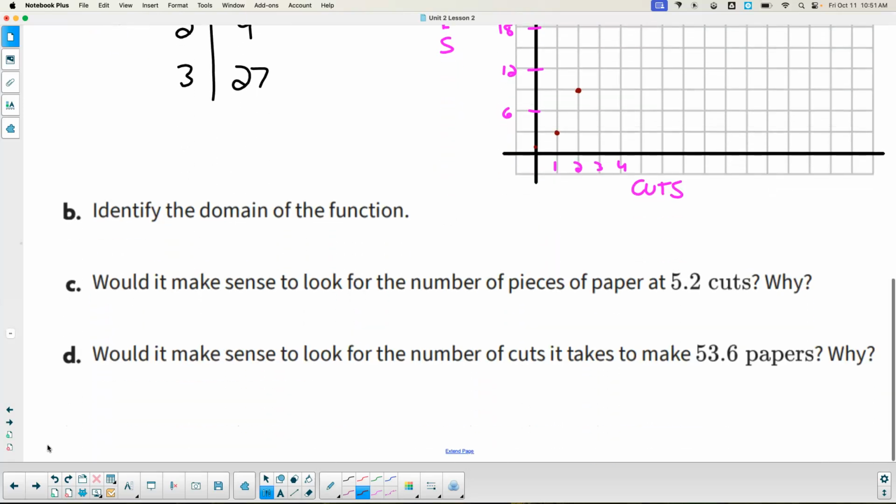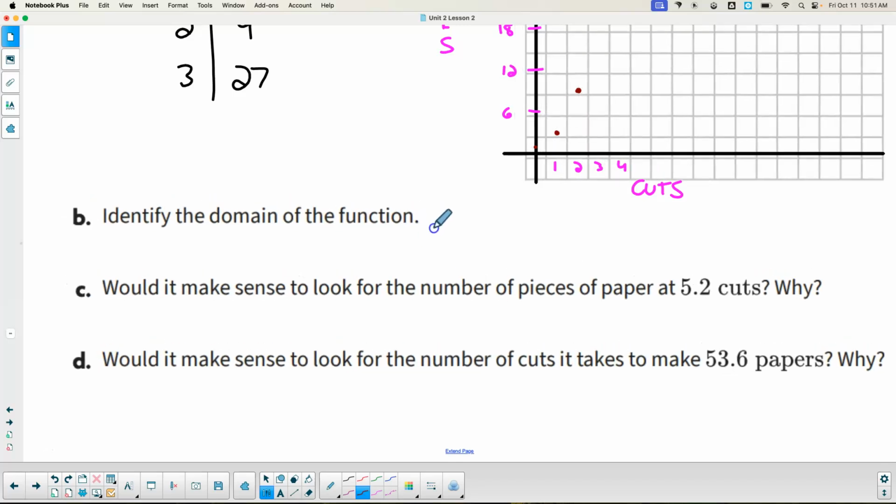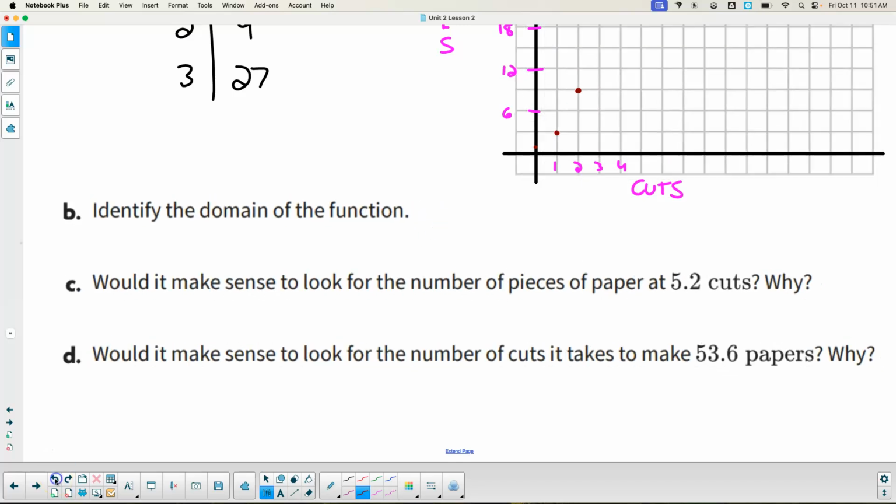The domain of this function would be the natural numbers. Actually, I lied. Not the natural. This one's going to be the whole numbers because we do have 0 cuts. That's 1 piece of paper. So we can include 0 on this one.